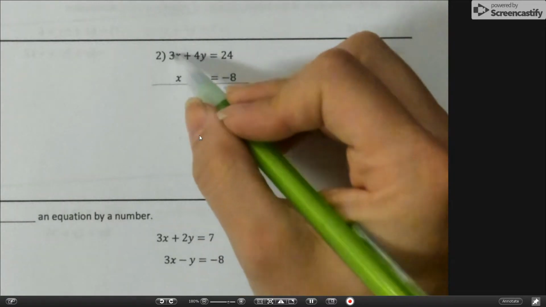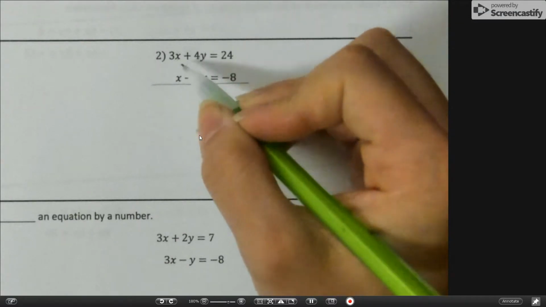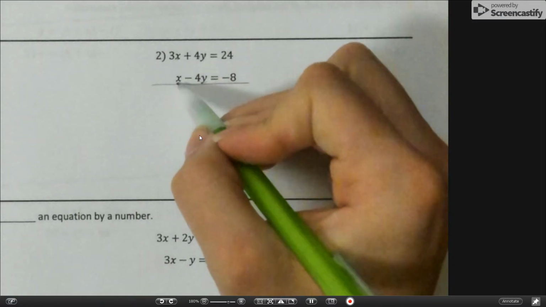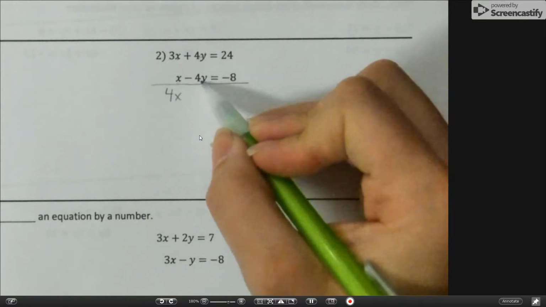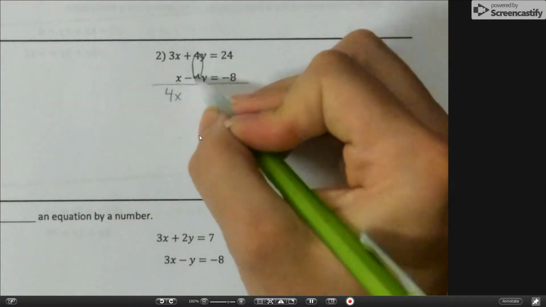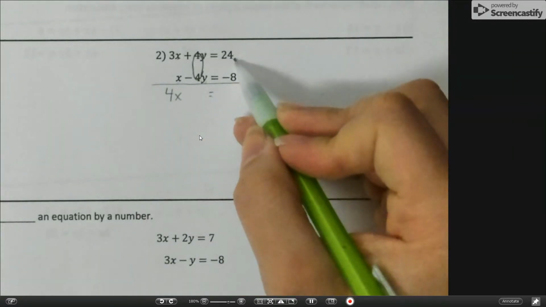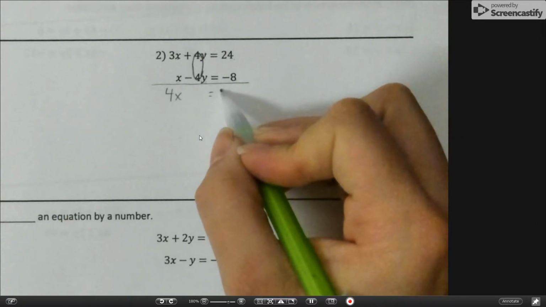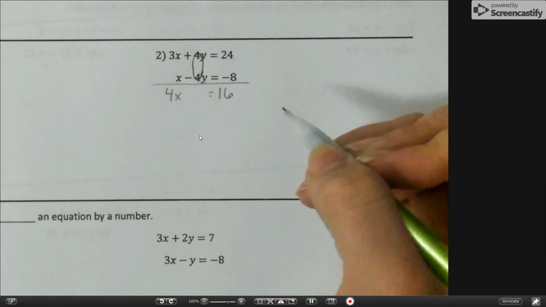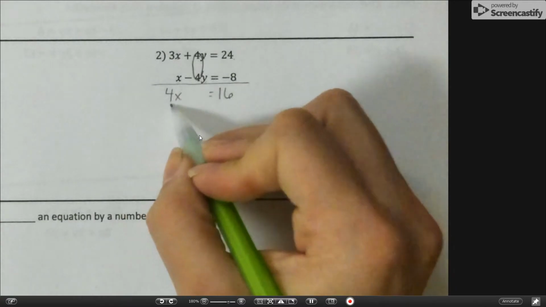To start doing that, we have to actually add our equations together. All the pieces of our equations we're going to add together. So 3x plus x is 4x, and then 4y and negative 4y equal 0 when you add them together. And then 24 plus negative 8 is 16. Okay, so now we have 4x equals 16.